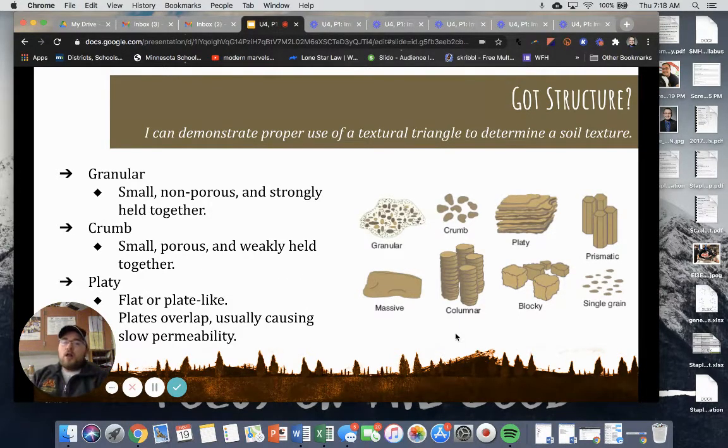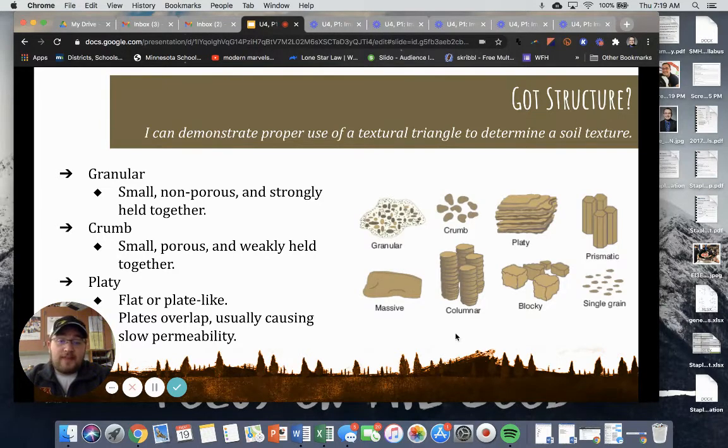Granular: small, non-porous, strongly held together shapes, or structure. Non-porous, remember, porosity means the ability for water and air to run through. So if it's non-porous, it's not going to be able to soak in a lot of that water and air. Crumb: small, porous, and weakly held together.